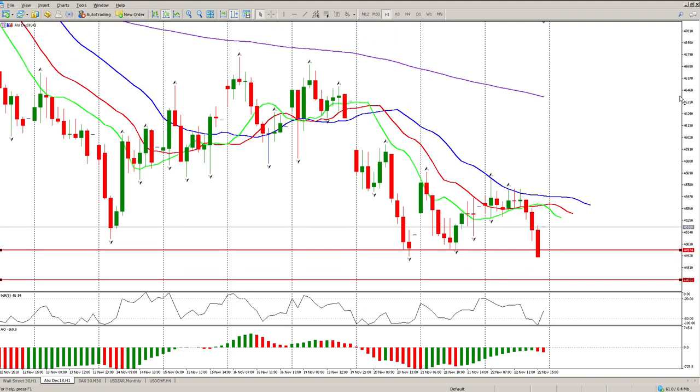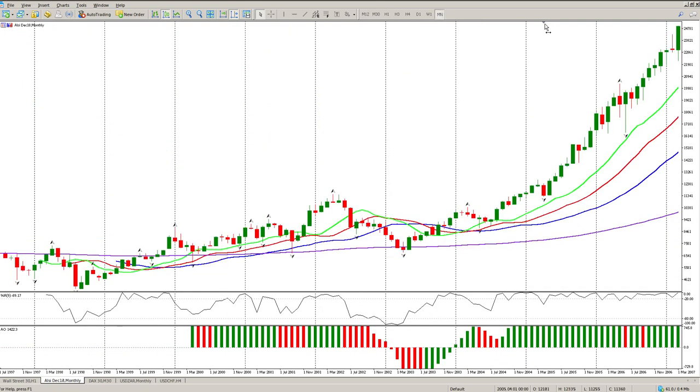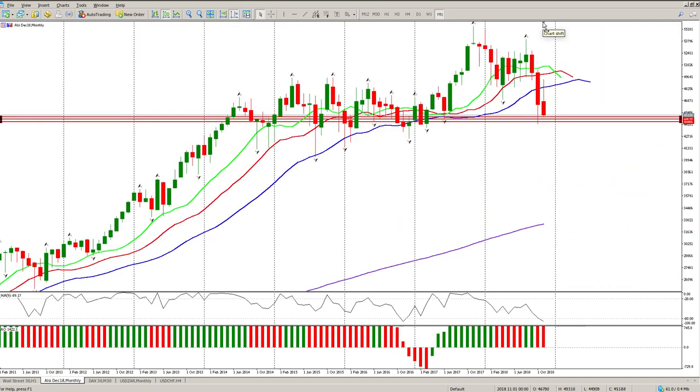And I do believe that we are close to finding support, and I'll show you why I say that by just looking at the monthly. You'll see this zone that we're coming into now. There's a lot of buyers that are stepping in this zone. And look where we are with the oscillator here.